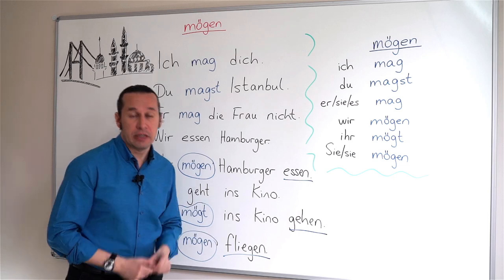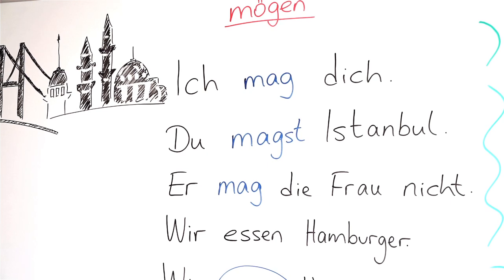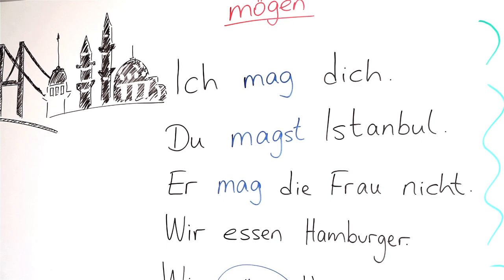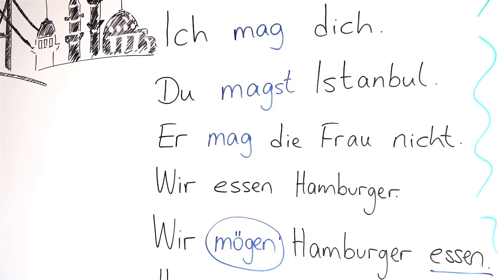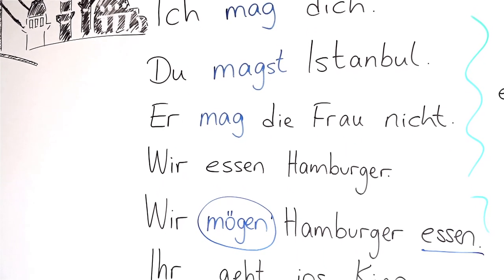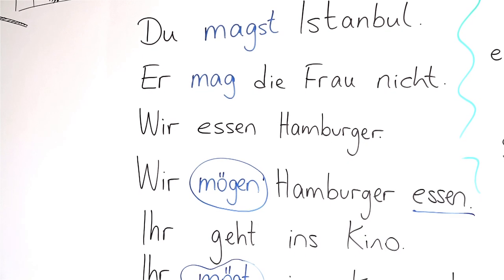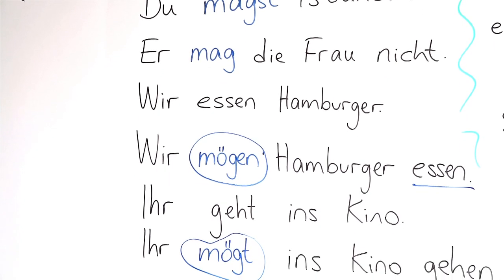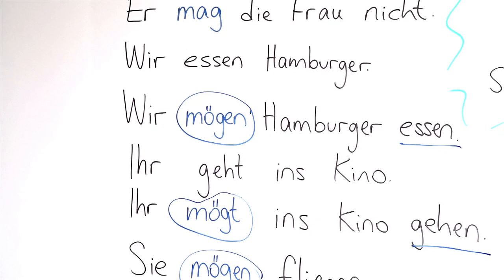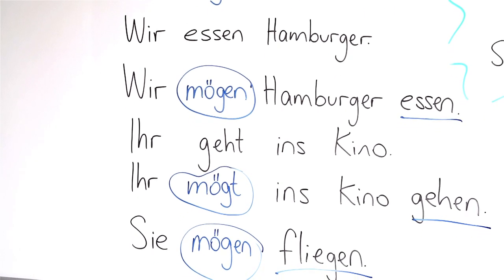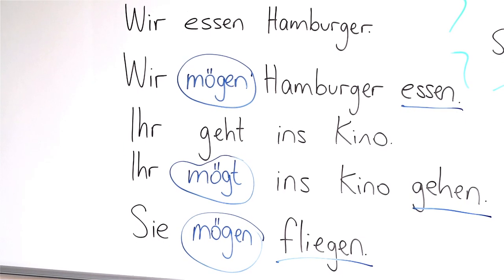I want you to repeat after me, please. Ich mag dich. Du magst Istanbul. Er mag die Frau nicht. Wir essen Hamburger. Wir mögen Hamburger essen. Ihr geht ins Kino. Ihr mögt ins Kino gehen. Sie mögen fliegen.